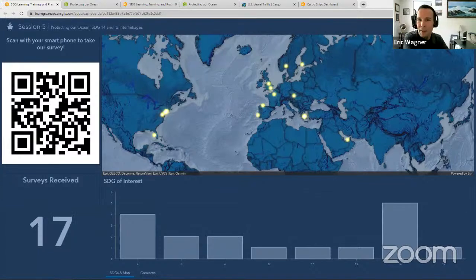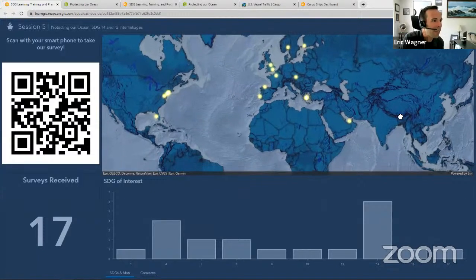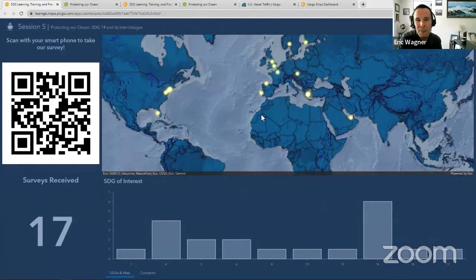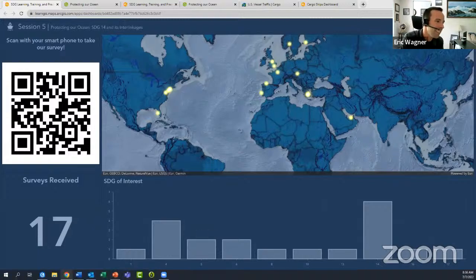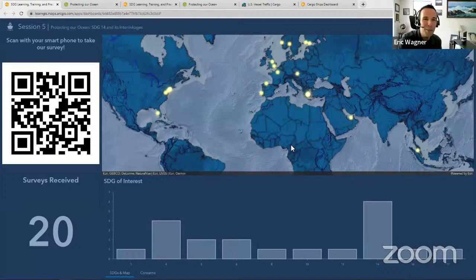And again, you can either scan the QR code with your mobile device, or I'll also share the link to the survey and to this dashboard in the chat with everybody. Got someone coming in from the Middle East. Again, a bunch of people from Europe, the eastern seaboard of the United States. We got some Southeastern Asia coming in as well. Man, we really got the whole globe represented here today.